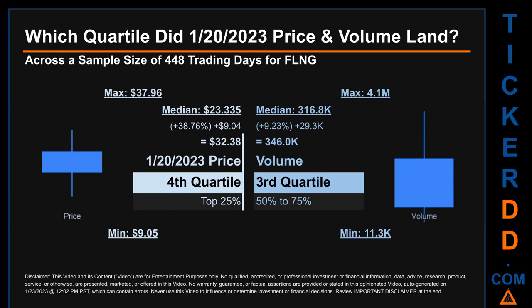Descriptively, FLNG has a median price of $23.335. Therefore, January 20th, 2023 price was higher from that middle marker by 38.76%. The day's volume of 346,000 was more than the median by 9.23%.